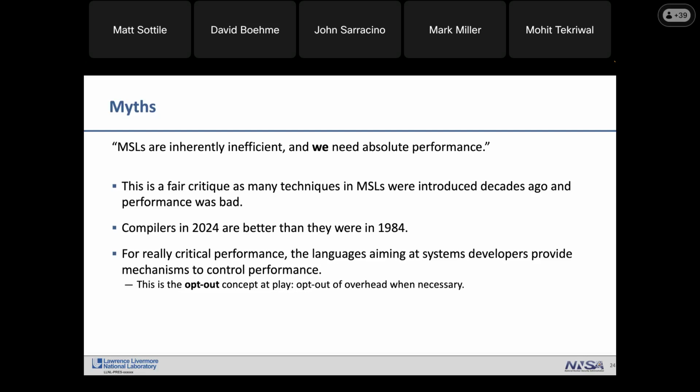But compilers and runtime systems now are significantly better than they were 40 years ago. And so I'd argue that the inherent inefficiency is not so much of a concern these days. And even more, because I said these are opt-out languages, for critical performance, they give you escape hatches. So you can write things in memory safe languages, and then when you need to, you can opt out to get performance. So that's kind of a myth that you're going to be sacrificing performance if you start to adopt these.